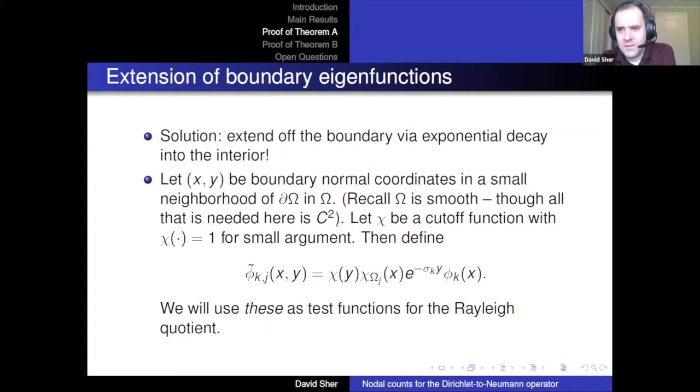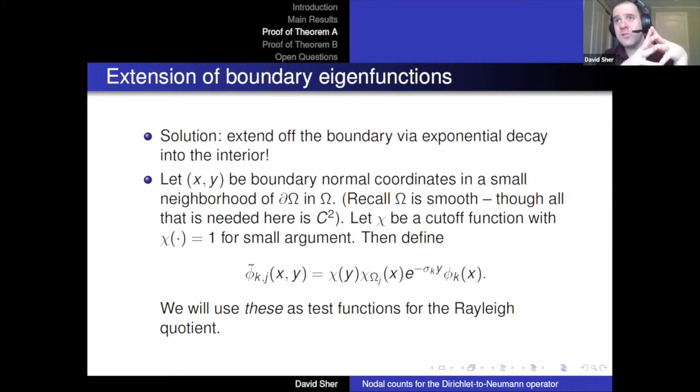And I'm going to define these extended cutoff eigenfunctions. In x, the boundary coordinate, we're taking phi k, the kth eigenfunction, times the cutoff on that nodal domain, which has the nice advantage of being continuous in x. That's good, because phi k is 0 on the boundary of a nodal domain. And then I'm going to multiply by e to the minus sigma k y, which is what we expect it to look like heuristically, and then cut it off in y, so I'm not going too far into the interior.